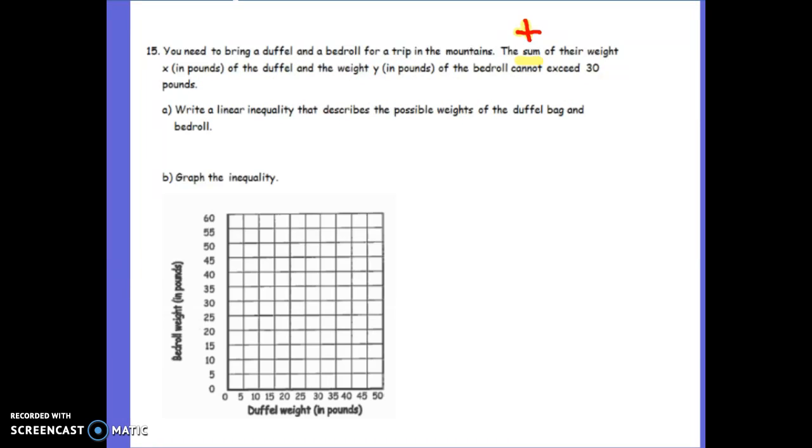So let's write an inequality. If we take the weight of the duffel bag and the weight of the bedroll, we can't exceed 30 pounds. So we could be less than or equal to 30. All right, so our inequality y would be less than or equal to negative x plus 30. Okay, so from there we're going to actually put in our values. Our y-intercept is 30. And our slope is negative 1, so we go down like this. It's less than or equal to, so it's going to be a solid line.